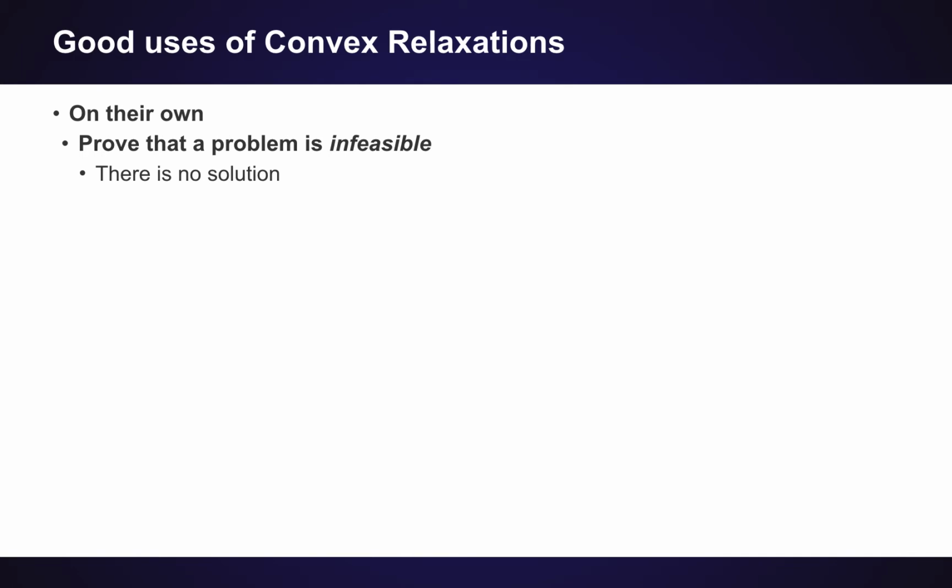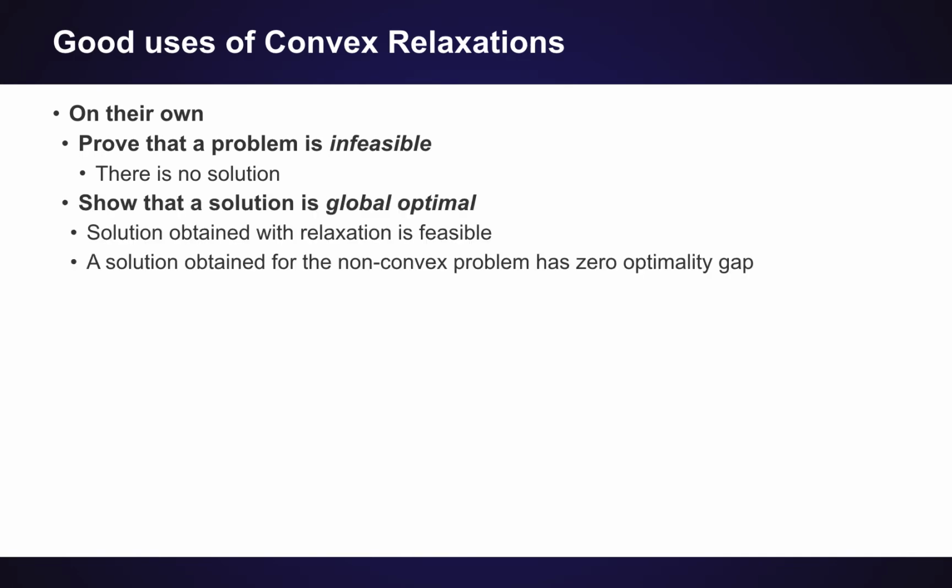Okay, so one of the next things you can do with this is to show that the solution is globally optimal. And there are two ways in which this can happen using a convex relaxation. First of all, you can solve the problem by replacing your non-convex constraint by a convex relaxation. Then when you have that solution, you can check if it is actually feasible for the original problem. And if that is true, you know that the solution you have obtained is globally optimal.